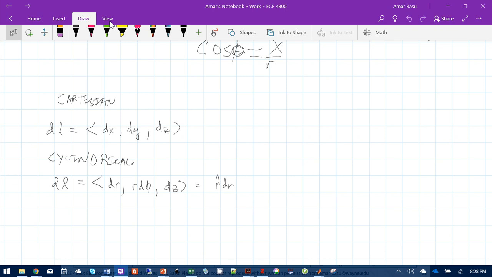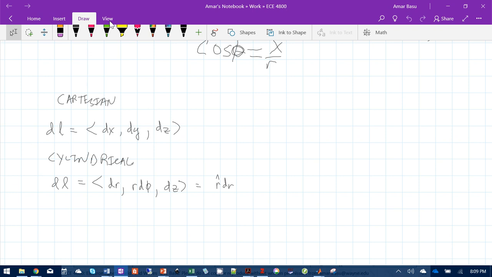So what we do here is, remember, we're going to be doing a line integral. So we want to put everything in terms of one variable. Why? Because a line integral is just you're integrating over a single variable, a single parameter. So you want to put your dl in terms of one variable.